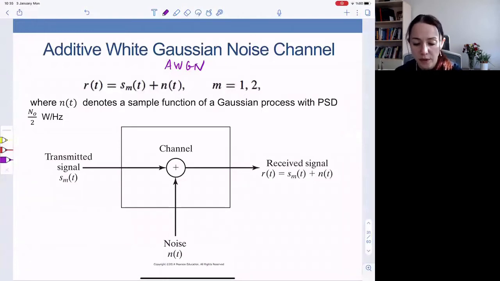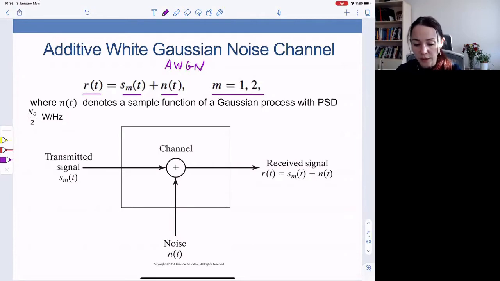Now, the model is: we have received this signal r(t), which contains a pulse, one of the message waveforms that we have characterized in the previous lectures. For example, the mth waveform, m being 1 or 2, randomly chosen, plus additive white Gaussian noise.